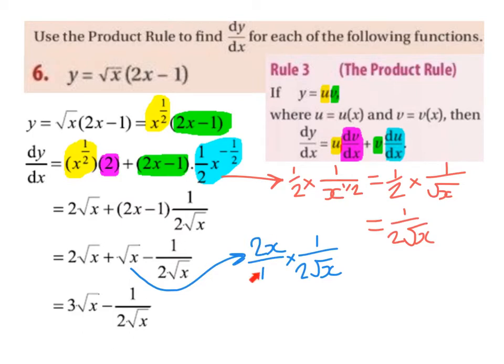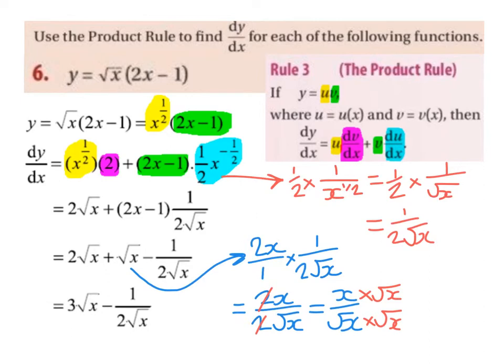Well, 2x can be rewritten as 2x over 1, so it's 2x over 1 multiplied by 1 over 2 root x. So we do top by top, bottom by bottom. So 2x by 1 is 2x, and 1 by 2 root x is 2 root x. Then the 2's cancel, so we have x over root x. And then we want to rationalise the denominator, so we multiply the top and the bottom by root x. And since we're multiplying the top and the bottom by the same thing, the value of the fraction is not actually changing.